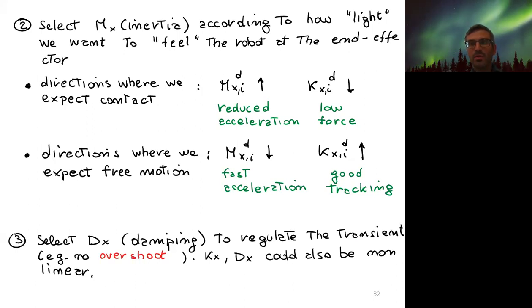To finalize, the damping term is the last one that you select at the end of the process. You select it to guarantee that there is no overshoot, because remember, we have a second order system. To avoid overshoot, you select damping to have a critically damped response. Whenever you are given the value of the stiffness matrix and the inertia matrix, by computing dx equal to 2 square root of kx mx, you can get the value of dx to achieve the critically damped behavior.